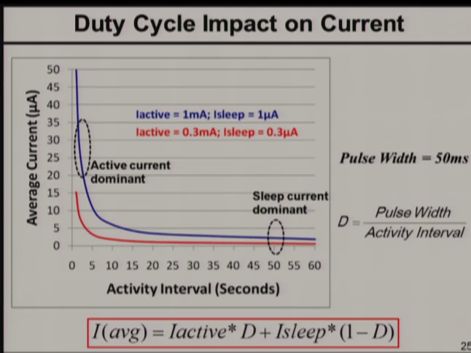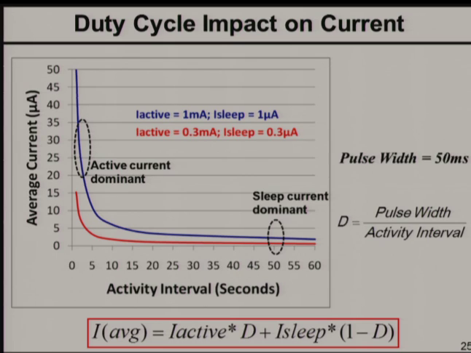So before we move on to the energy management circuits, this slide simply shows the impact of duty cycle on the average current of your load circuit. On the x-axis I plotted the activity interval, the time between wake-up cycles, and the pulse width being the amount of time the sensor is on, consuming the active current, and then it goes back to sleep, and after the activity interval, it wakes up and transmits again.